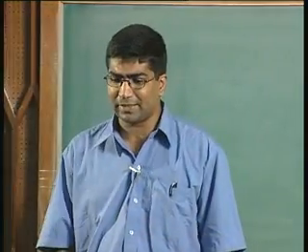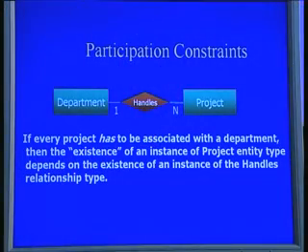Basically what this says is that if every project has to be associated with a department, then the very existence of the project depends on this relationship. So only if an instance of this relationship exists can a project entity exist. Such kinds of constraints are what are called participation constraints. They are defined by a double line here. Maybe it is not fully visible, but it is a double line here. So that means that the very existence of project is dependent upon the existence of a relationship of this kind.